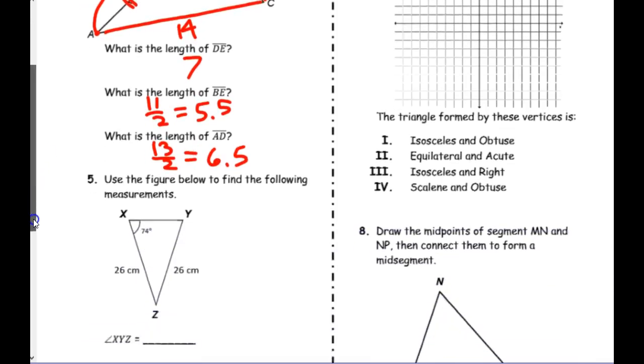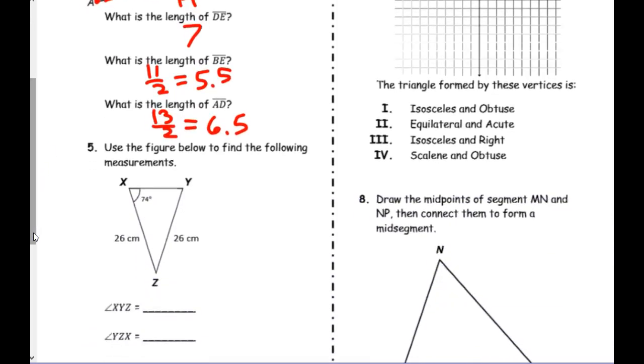Alright, use the figure below to find the following measurements. Now, see how these are equal? That means these are going to be equal. So if angle X is 74, angle Y is going to be 74. And that's what it asks us first. X, Y, Z, well that's 74 degrees. But now it's going to ask for angle Z. So how do I find angle Z down here if these two are both 74?